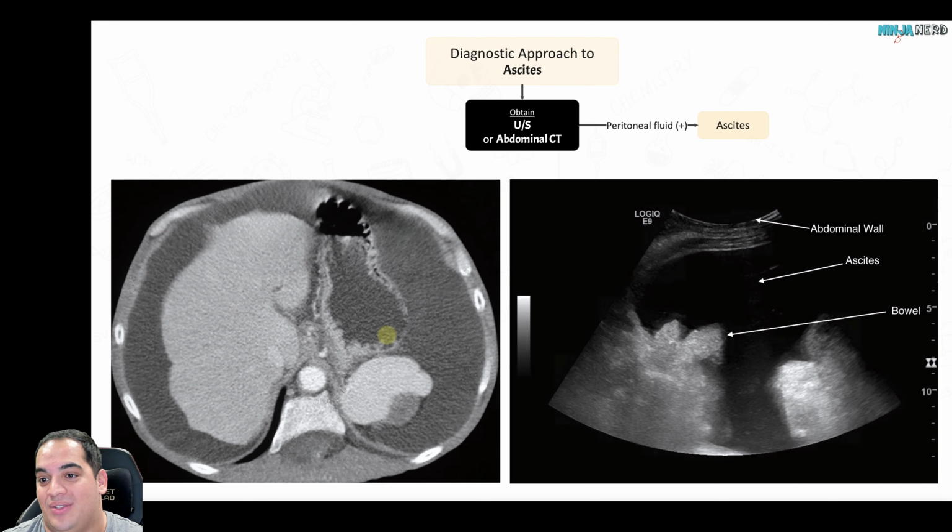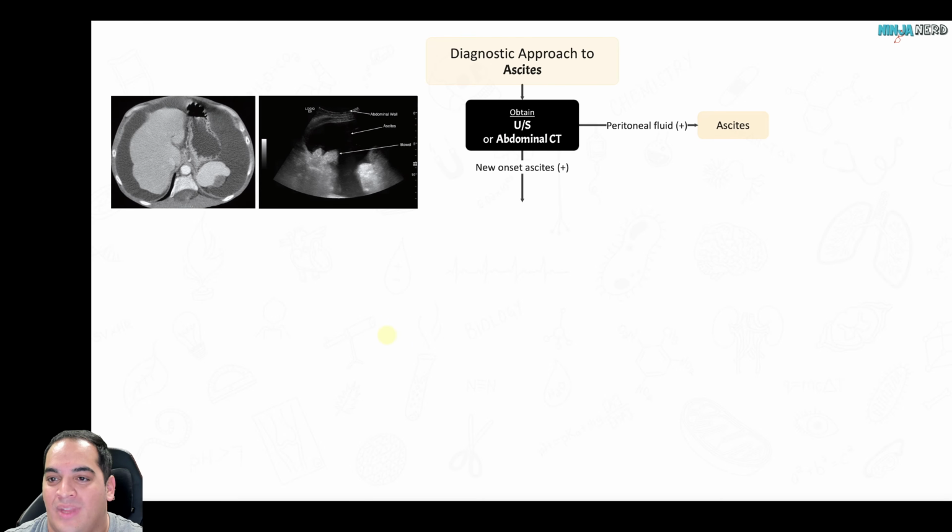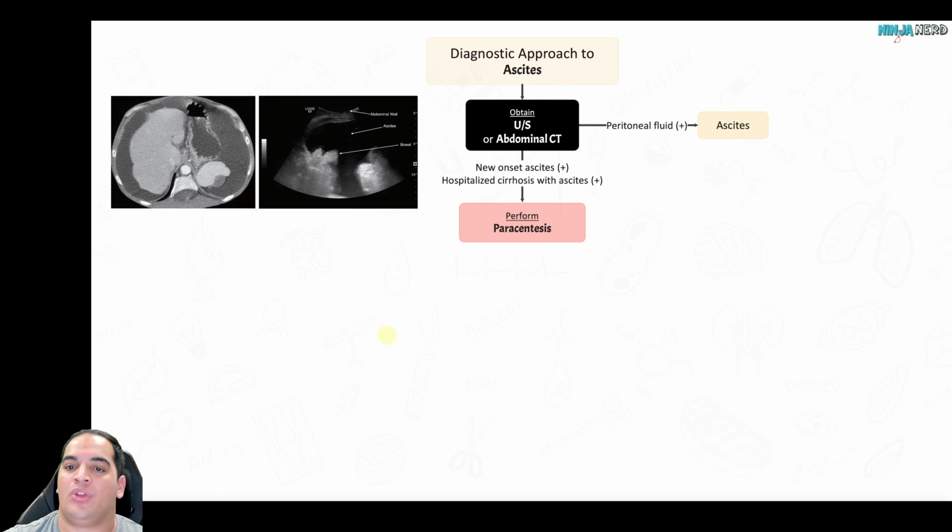So then what you can do is you can say, okay, I got ascites. You have to ask yourself two questions. Is this ascites new? And is this a patient who has cirrhosis and they are being hospitalized? In these two scenarios, if that is the case, you have to do a paracentesis. If it's new onset or they have a history of cirrhosis and they're being admitted into the hospital with ascites, you have to tap that area and pull off some ascitic fluid and test it.